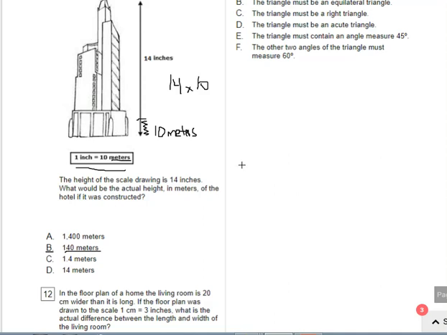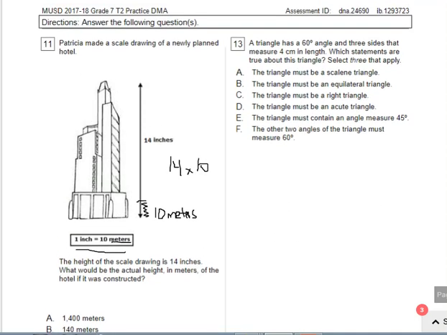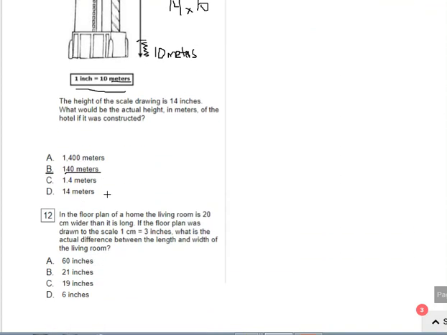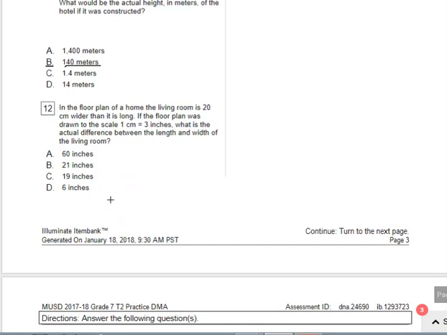One of the things that I think is most important is to really think about the relationship between a small object and a real life object. This was very similar to the Steph Curry lesson that we did where we compared a bobblehead to a real life Steph Curry. Question number 12 is another problem that relates to scale.